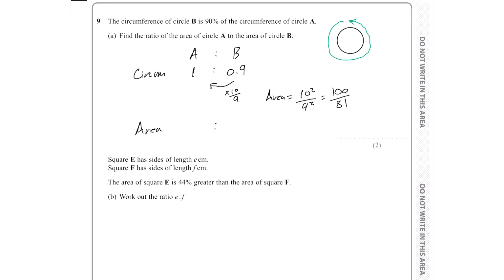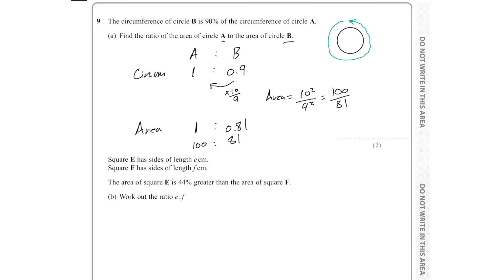So that means for area, if area is 1, this is going to be 0.81. And then if you want to write that without the decimals, we can times each side by 100, so that'll be 100 to 81. And it's asking in the ratio.